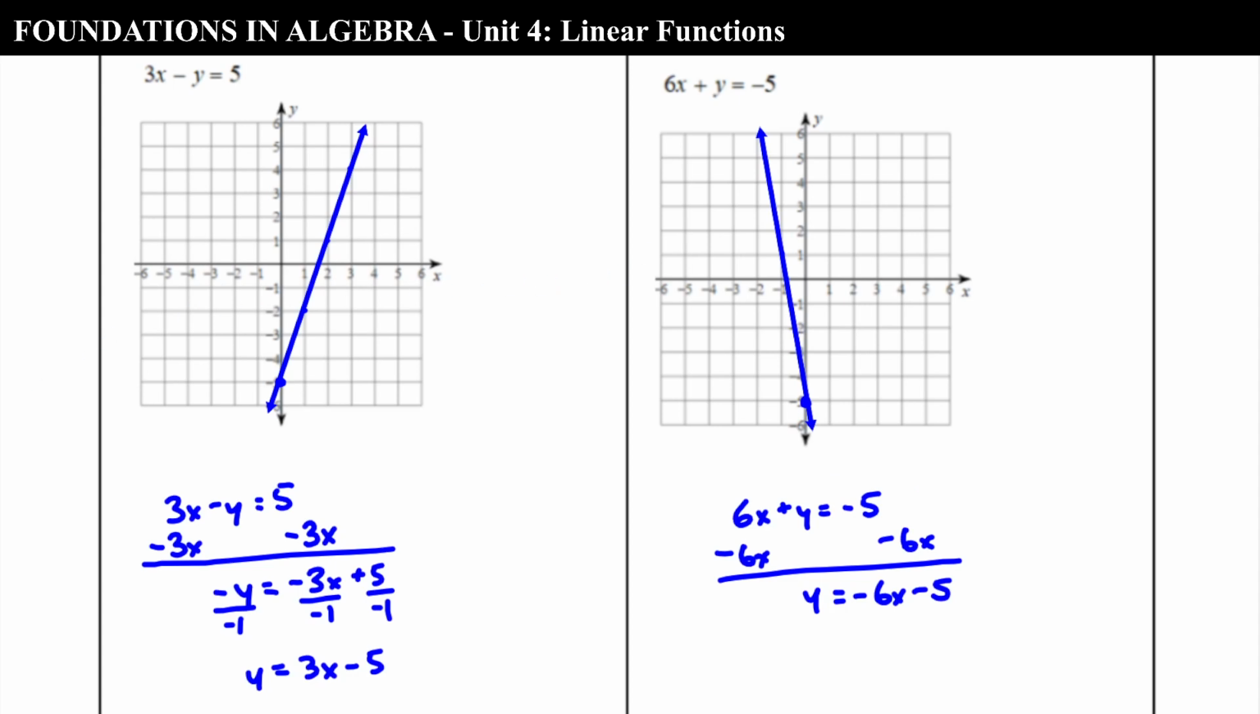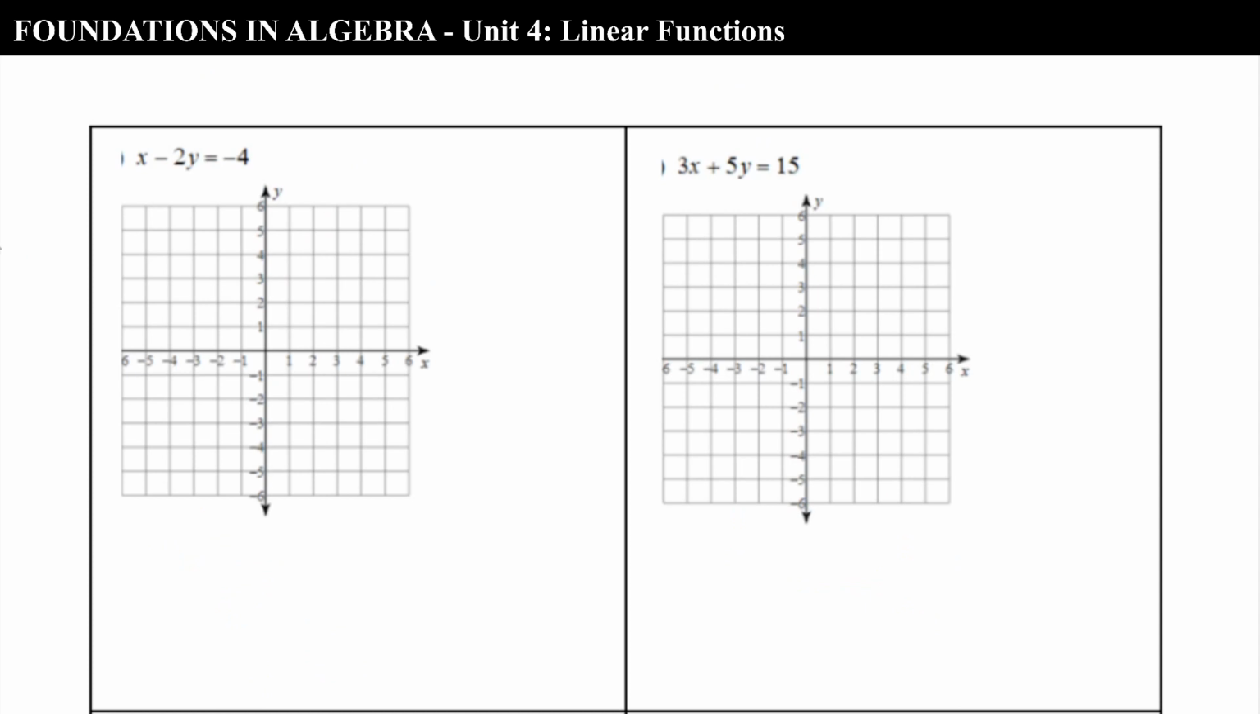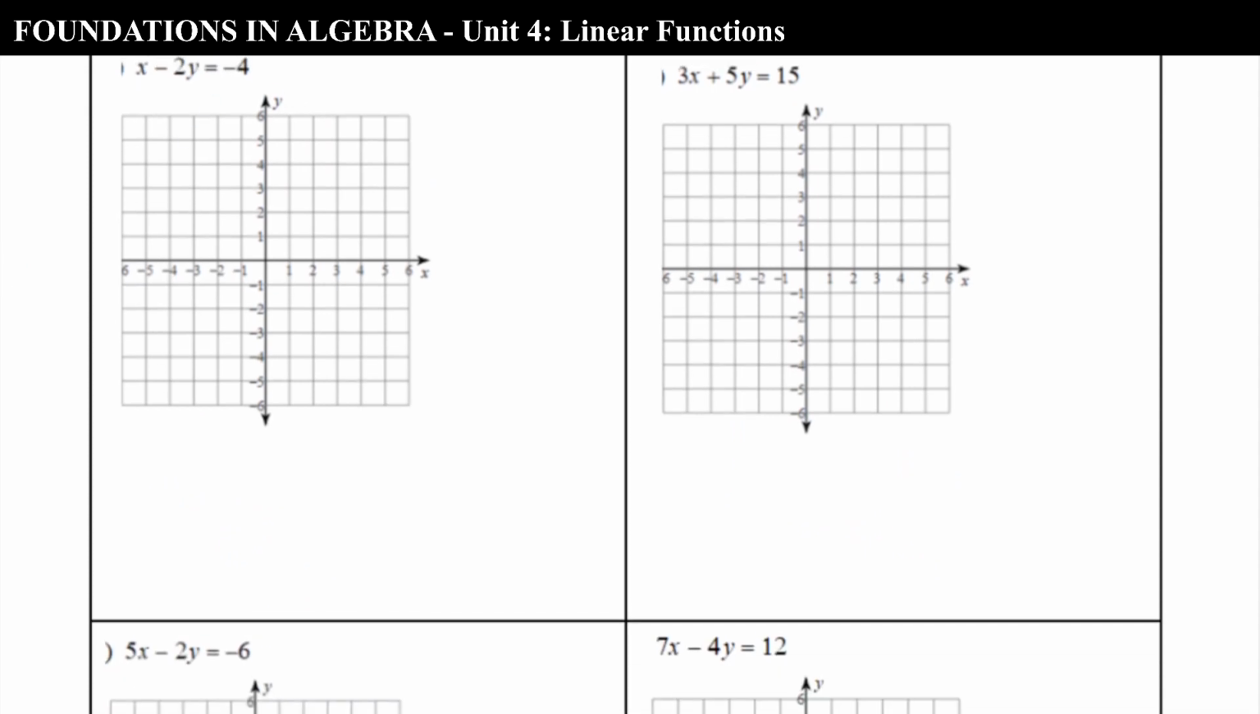All right, let's head on over to the next example. So for this one, we have x minus 2y equals negative 4. If we subtract x from each side, we get negative 2y equals negative x minus 4. Divide everything by negative 2, and you're going to get 1/2 x. And then negative 4 divided by negative 2 is positive 2.